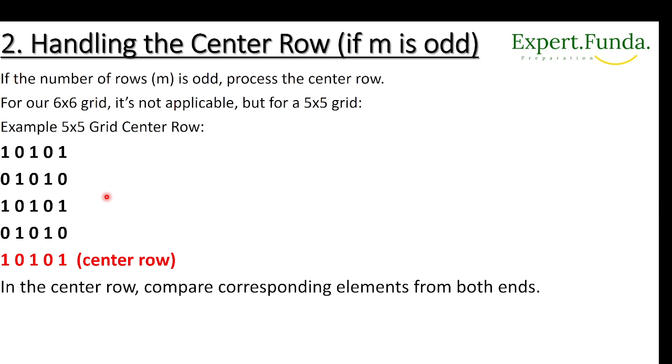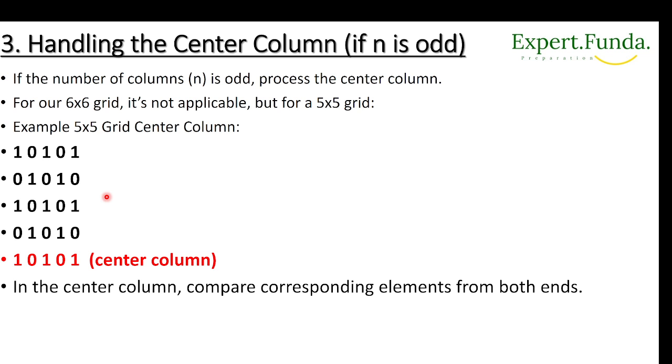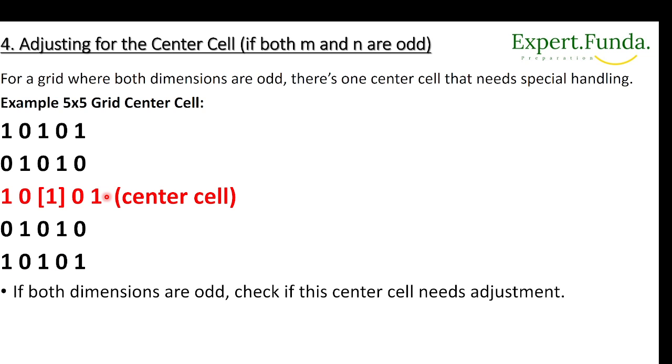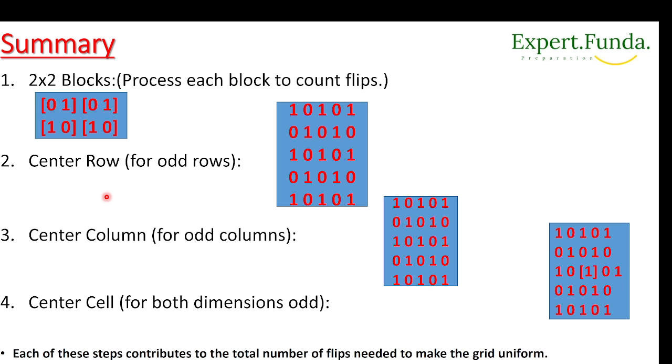Then we will handle the center row if it is odd, and the center column if it is odd. And the third one, we have to adjust for the center cell if both m and n are odd. In that case we will see. So these are the minimum steps that you have to follow: process each 2x2 block, find the minimum flips, and then think about the center row, the center column if it is odd, and if both are odd.